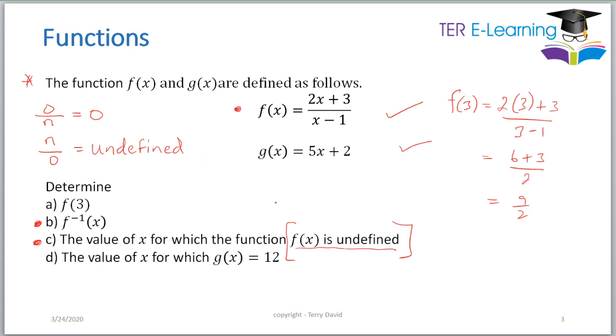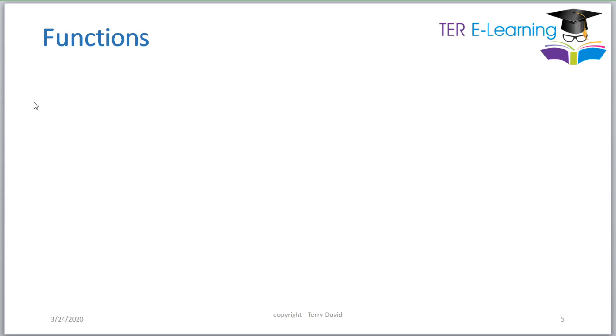So let's go back to the question. The question is asking, what is the value of x for which the function f of x is undefined? So let me just take a snapshot of this here. Hold on. Copy. So this is the function they've given us, right? And I'm asking you the value of x for which the function is undefined. So I just told you that any number divided by 0 is undefined, right? That's what I just told you.